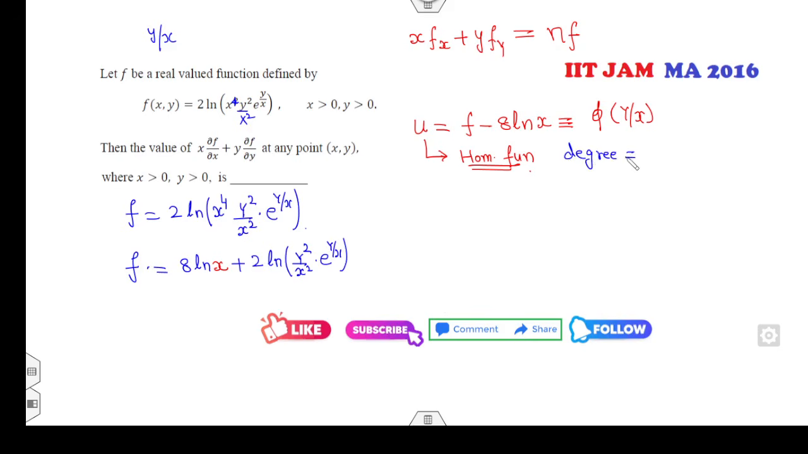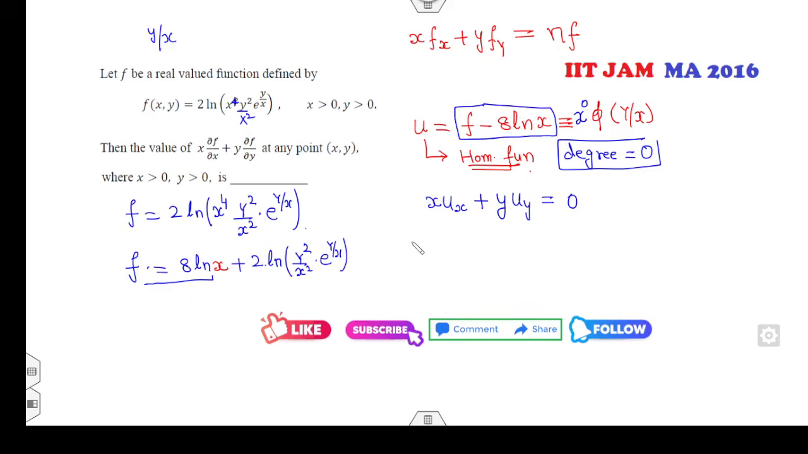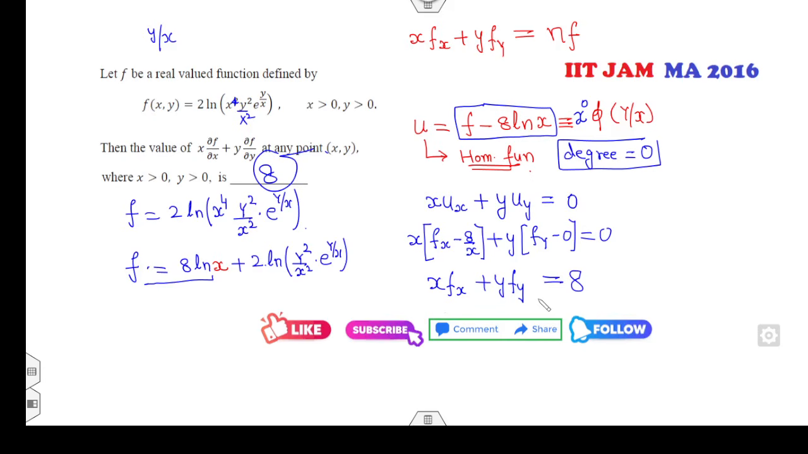What is the homogeneous degree of u? 0. Because look here, I took that term to the other side, so the power of x remaining is 0. So that means I apply the partial homogeneous condition on u, x into ux, y into uy, which is equal to 0. Fine. Now you can find, this is my u. Fine, you can substitute the value. So the first one is fx minus 8 over x plus y fy minus 0. So your target is to find x into fx plus y into fy. So that will be 8, the right answer of the problem.